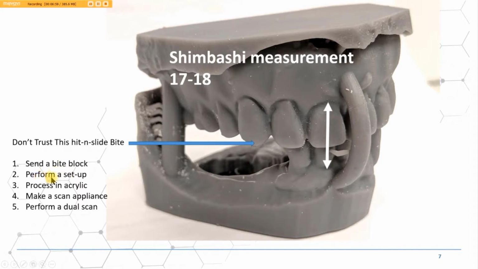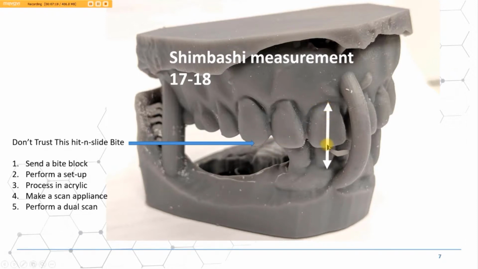bite block, perform a setup, process it in acrylic, add markers to it to make a scan appliance, and then perform a dual scan, which is scanning the appliance in the mouth and then scanning the appliance by itself. We'll get in a little more detail in the upcoming slides.